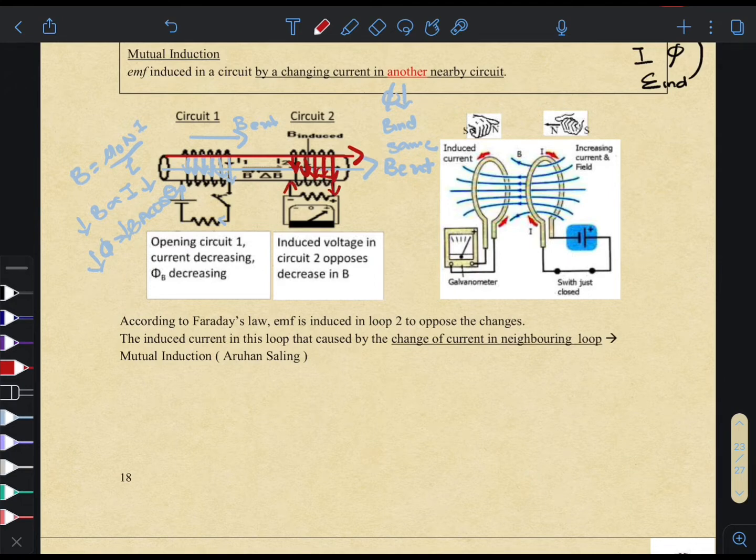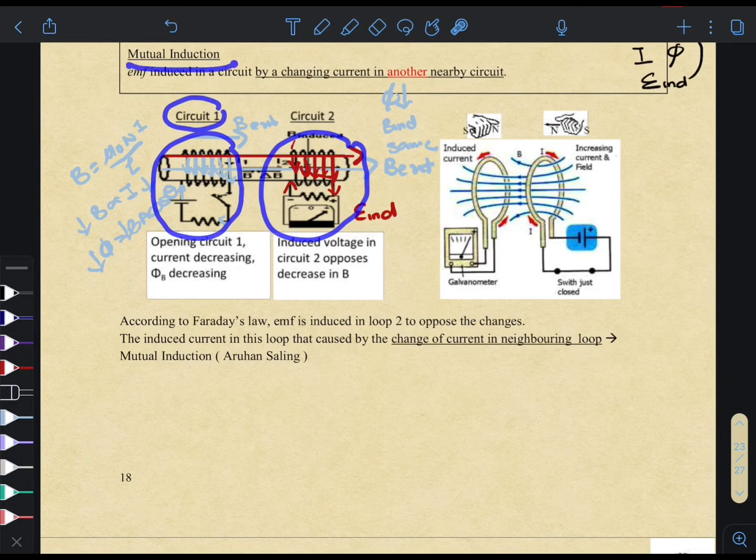So current akan turun dekat sini lah. So current naik dekat sini, naik dari belakang, turun dekat depan, and then datang balik, turun dekat sini. This galvanometer now is going to deflect to show that there is presence of current here, maka EMF has been induced. Okay, so EMF yang kita induce dekat circuit kedua comes from the changes that occurred in the circuit 1.